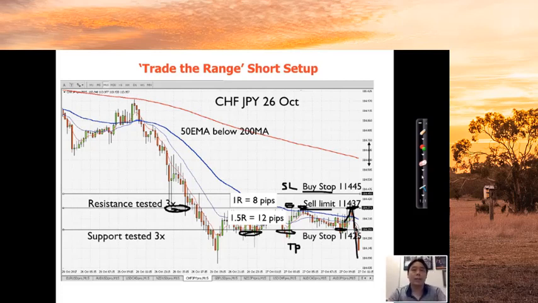So again, let's take a look at some live trades I've done and notice how I placed the orders and how I exited the trade, how I managed the trade. Let's take a quick look.